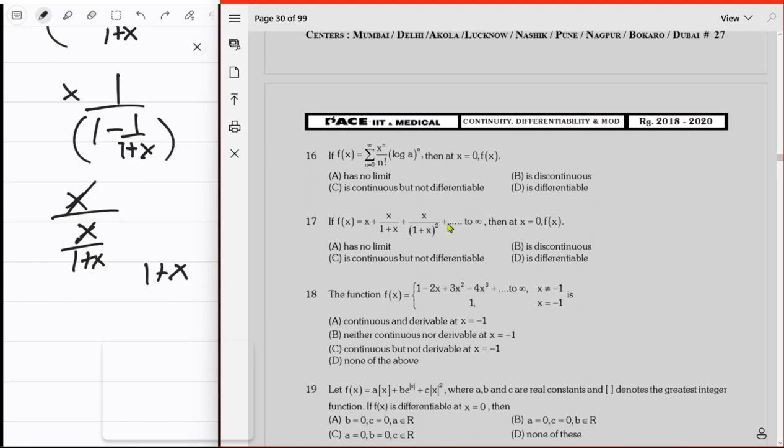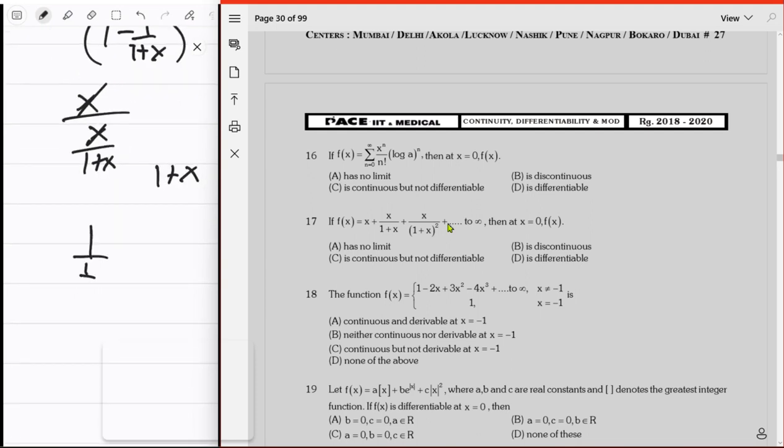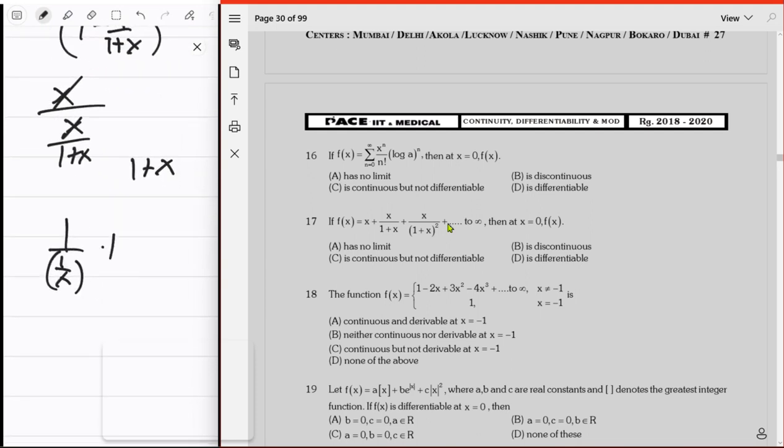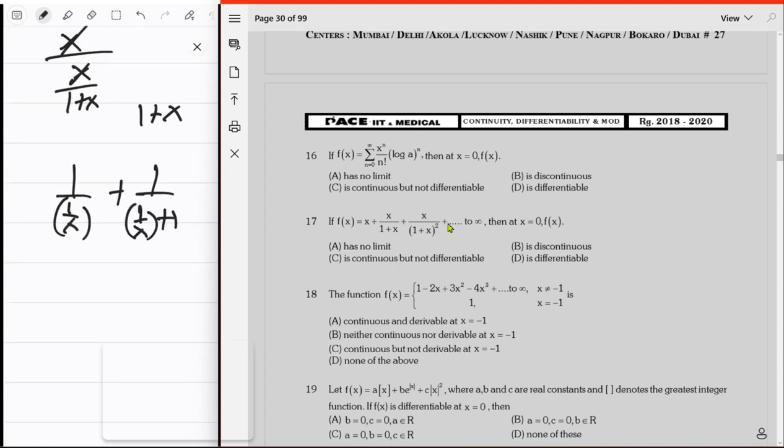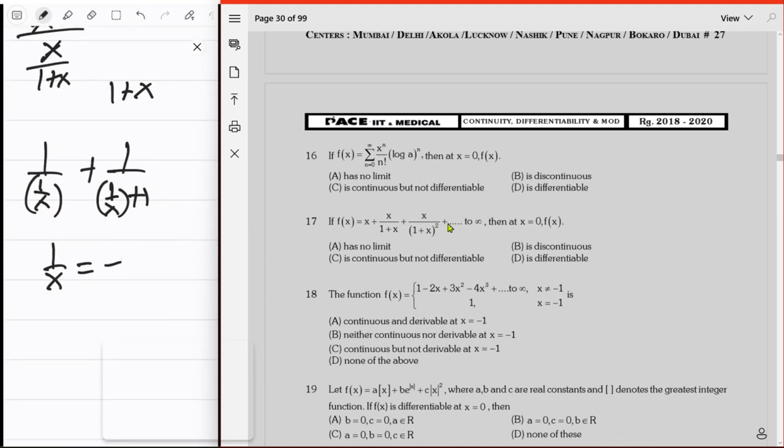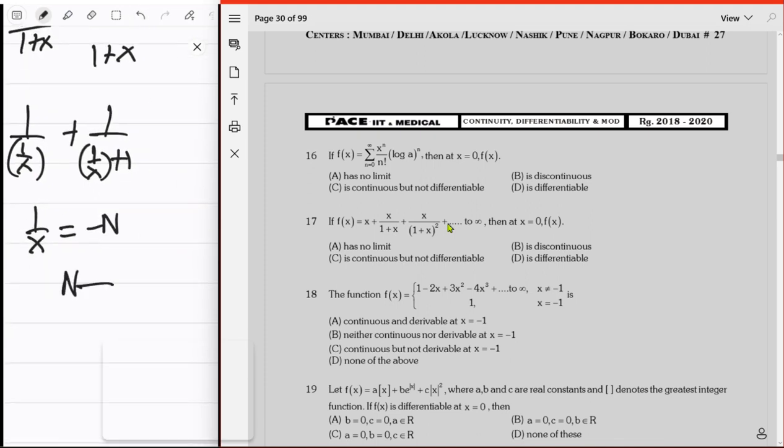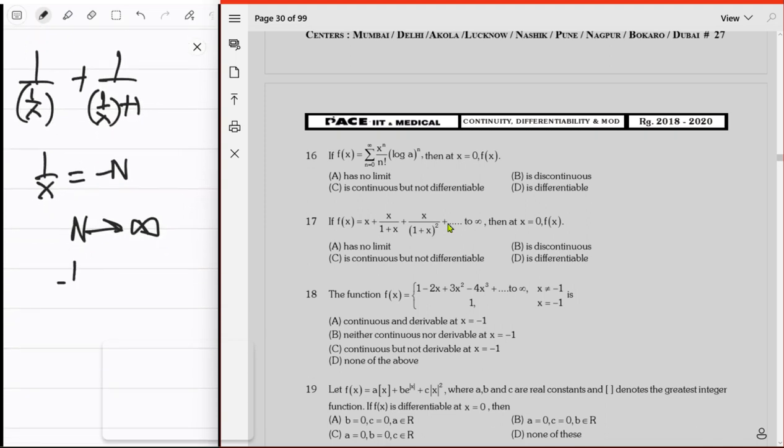I could say it's like 1 upon 1 plus x, and then plus 1 upon 1 upon x plus. So 1 upon x is just n. Let's just say negative n, and n is tending to infinity. Does that make sense? Yeah, because that would basically mean that x is approaching 0 minus. So this is like 1 upon n plus 1 upon n plus, what is this thing?